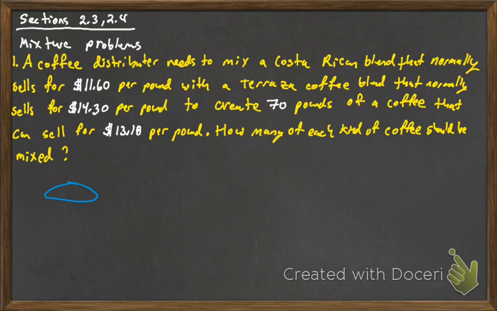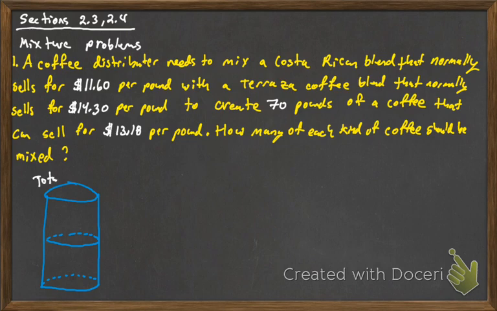It says a coffee distributor needs to mix a Costa Rican blend that normally sells for $11.60 per pound with, I think it says it's Terraza, a coffee blend that normally sells for $14.30 per pound. And they would like to create 70 pounds of a coffee that can sell for $13.18 per pound. How many of each kind of coffee should be mixed? And so I'm going to draw a cylinder here to kind of help us out, and to kind of help organize our information here.